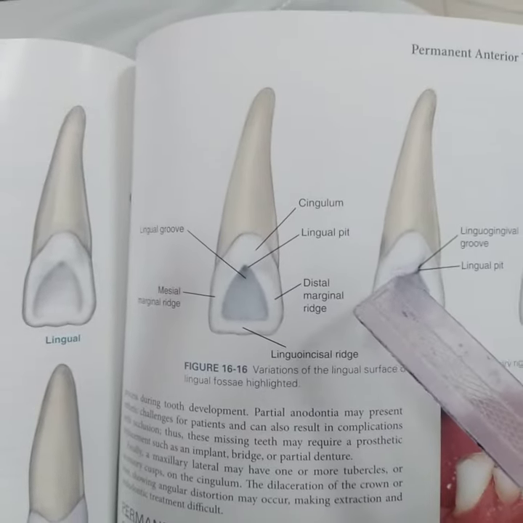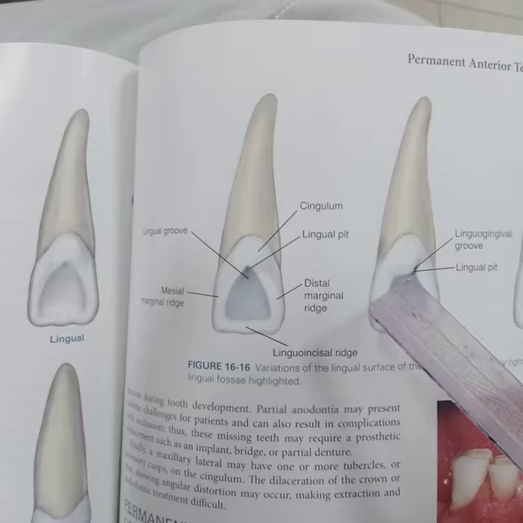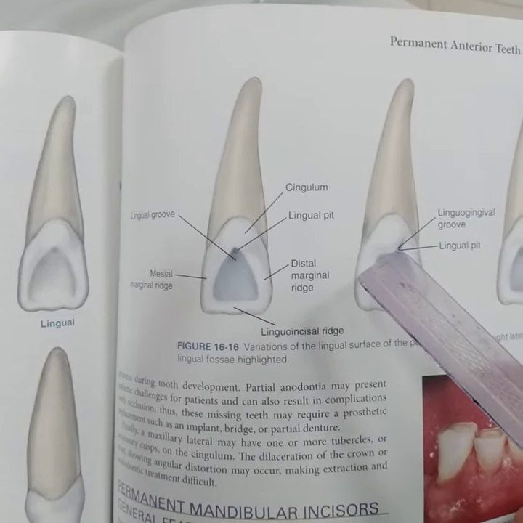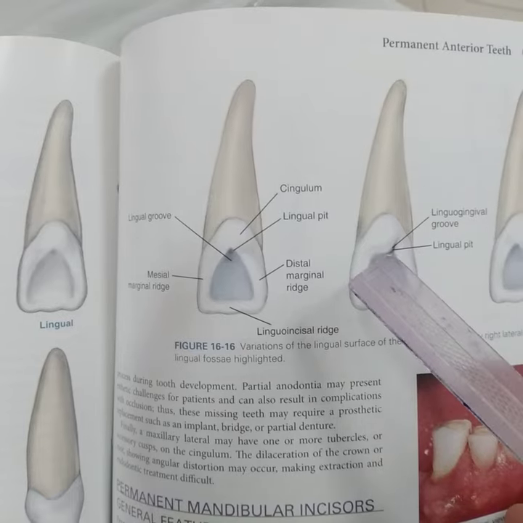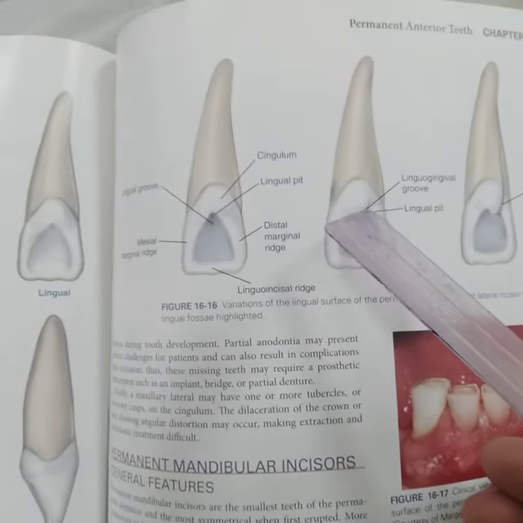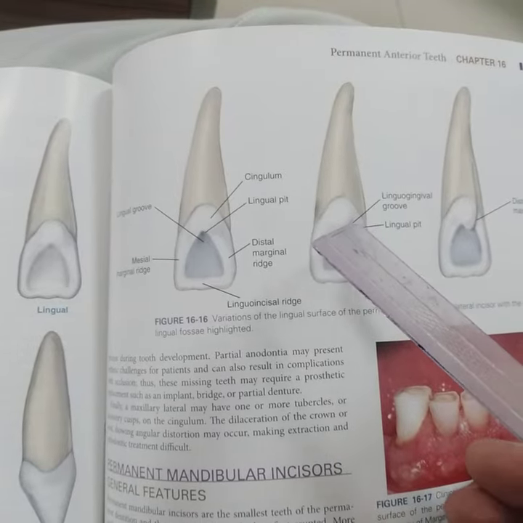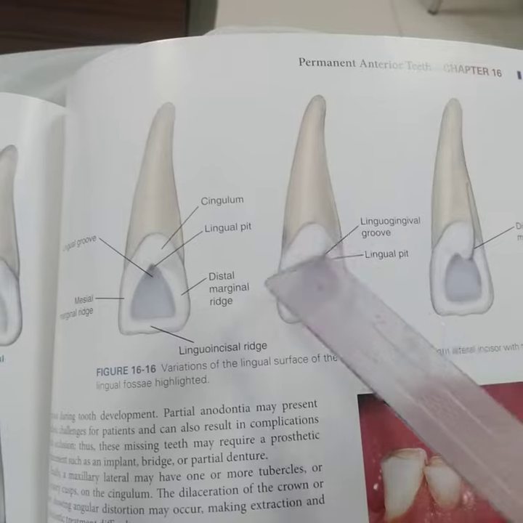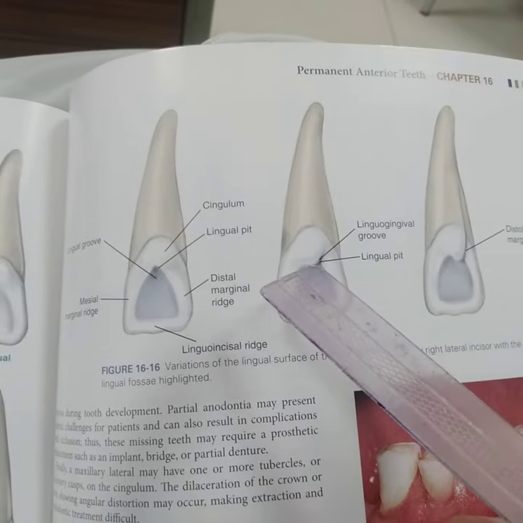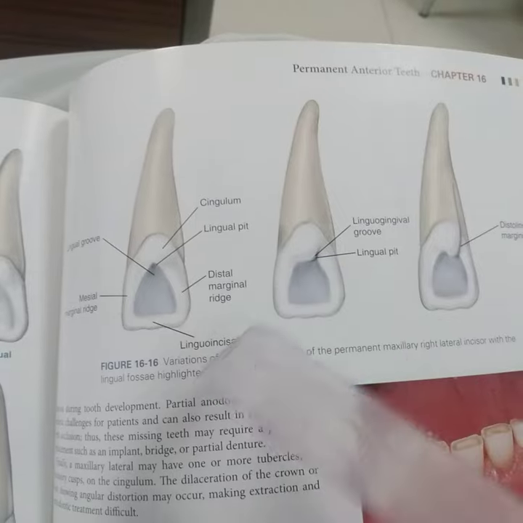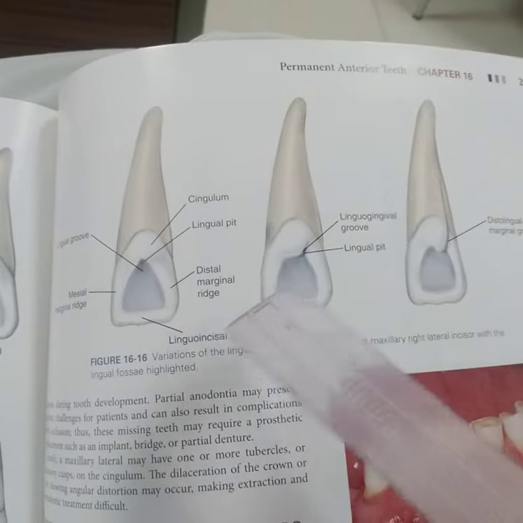The other groove, which arises in the lingual pit and extends onto the cingulum distally and sometimes may extend into the root, is called the lingogingival groove. It arises from the lingual pit and extends into the cingulum. This is the lingogingival groove.